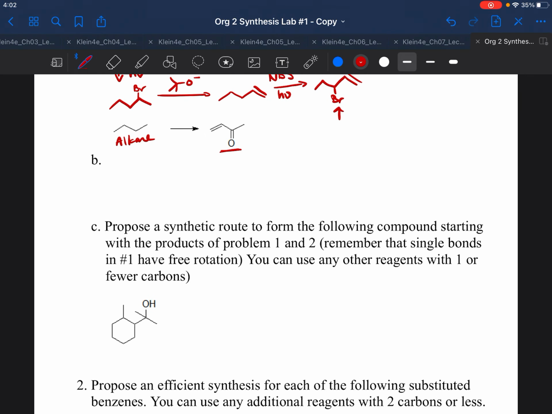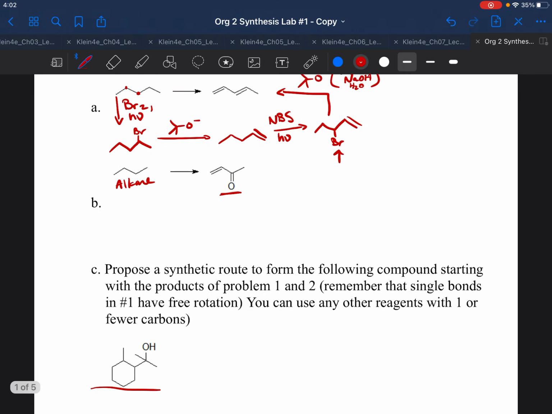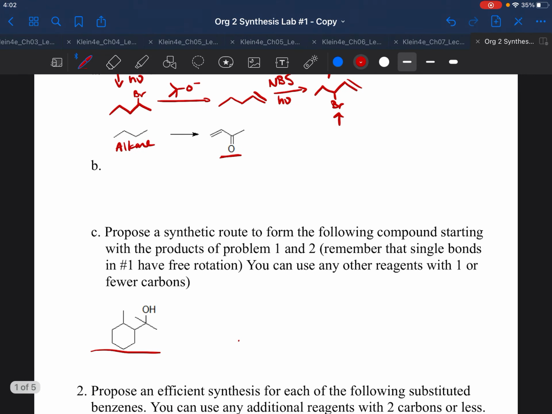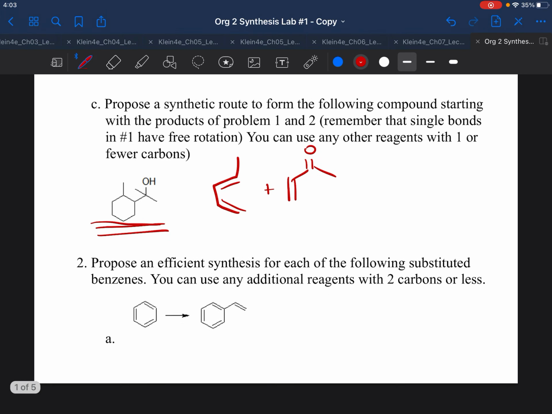Now in C, I want you to really read the directions. To make this, you are starting with A and B. I want you to recognize that you could redraw A like this, and you could redraw B like this. Think about a Diels-Alder and what kind of product you would get, and then what would you have to do to that product to make the final product asked for in C. A, B, and C are supposed to all go together.